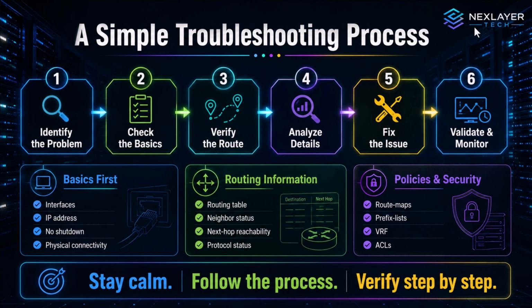Step 5. Fix the issue. Make one controlled change based on the cause you identify. And finally, validate and monitor. Do not stop just because one ping works. Confirm that the routing table is correct, traffic follows the expected path, and the problem does not return. A calm, step-by-step process is usually faster than jumping randomly between commands.